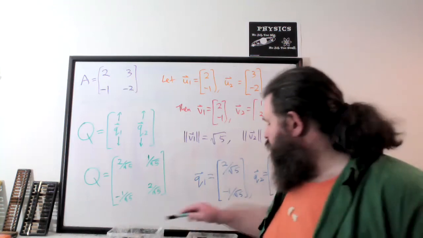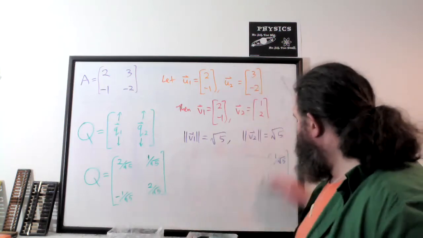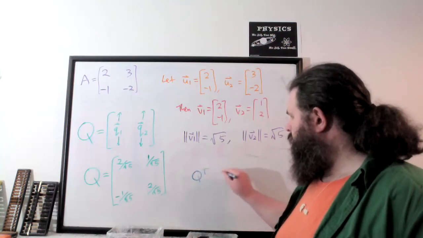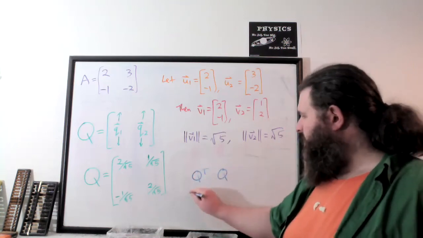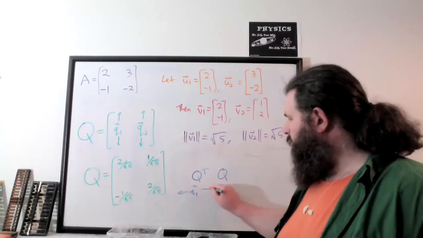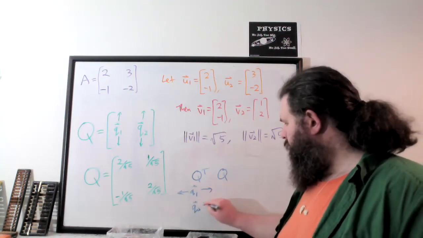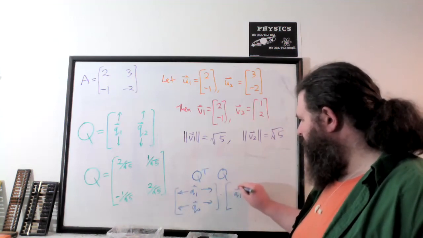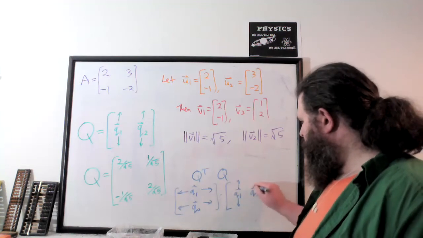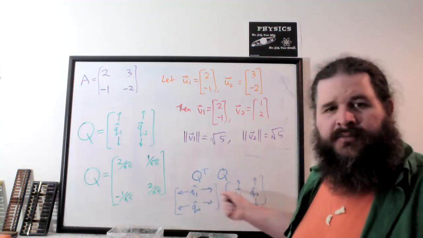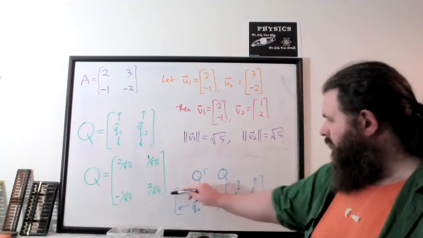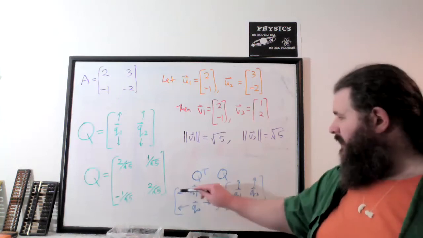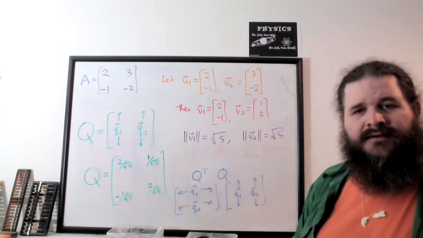So if you multiply Q transpose times Q, Q transpose has Q1 and Q2 as rows, and then Q has Q1 and Q2 as columns. So if you were to multiply these together, you'd be combining row and column, and the combination is essentially a dot product. If you take Q1 dot itself, what should you get?